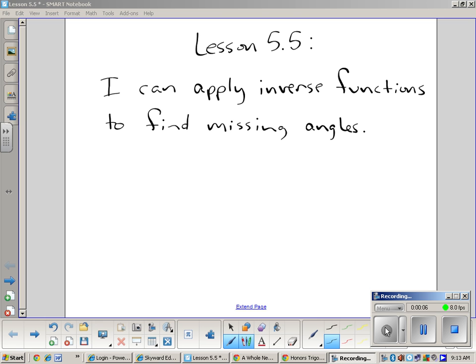Today we're going to talk about inverse functions. And you've used these before with sine, cosine, and tangent. You've done it in geometry. We're doing it in our geometry class right now. And so it's going to be reviewing some, but we use a little different terminology.